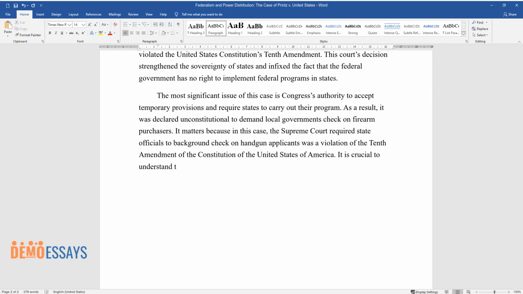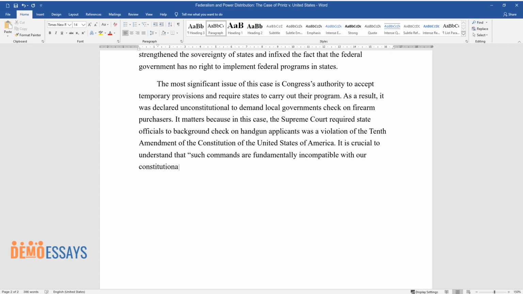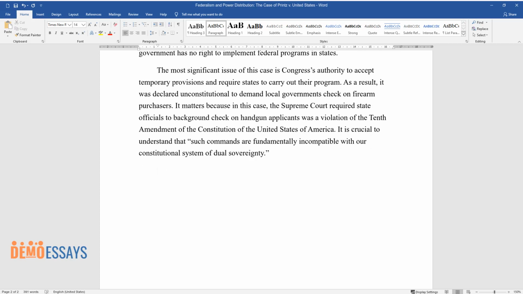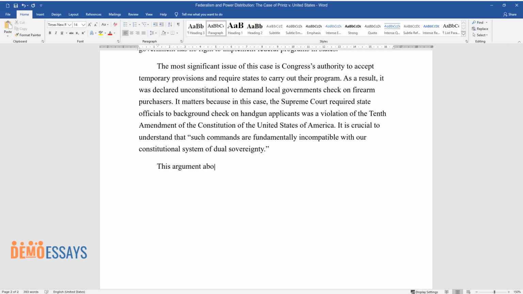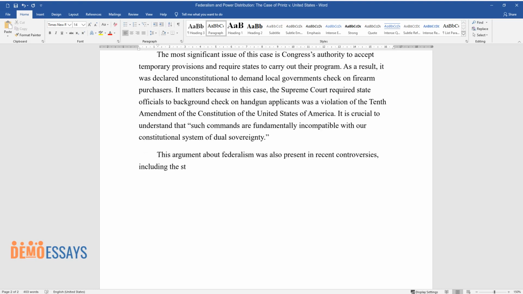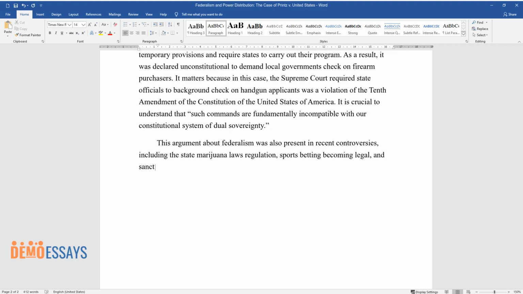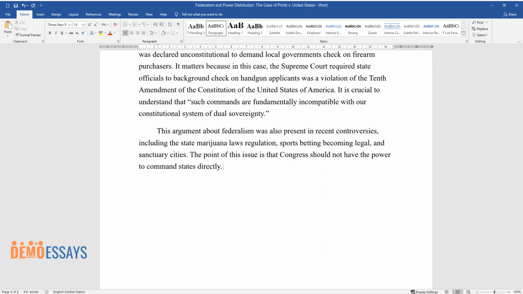It is crucial to understand that such commands are fundamentally incompatible with our constitutional system of dual sovereignty. This argument about federalism was also present in recent controversies, including state marijuana laws regulation, sports betting becoming legal, and sanctuary cities. The point of this issue is that Congress should not have the power to command states directly.